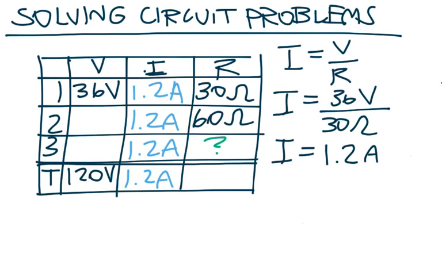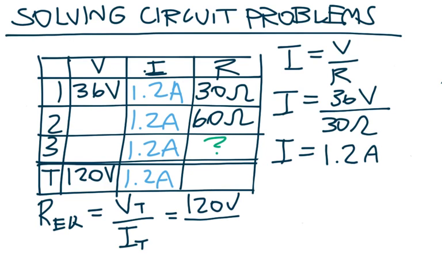The first approach I mentioned takes three steps. The second approach takes two. I'm lazy. I want to do two steps, so I'm going to show you how to do that. So if I'm going after R3, I'll need the total resistance, and I can get it. I can do R equals V over I for the whole circuit. 120 volts, 1.2 amps, nice and tidy, 100 ohms for the whole circuit.